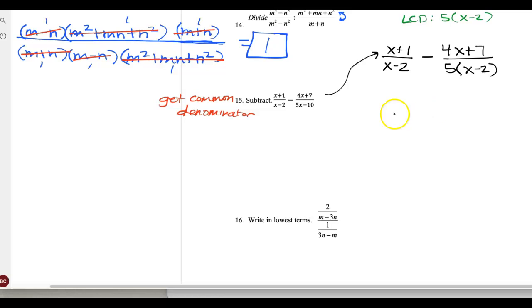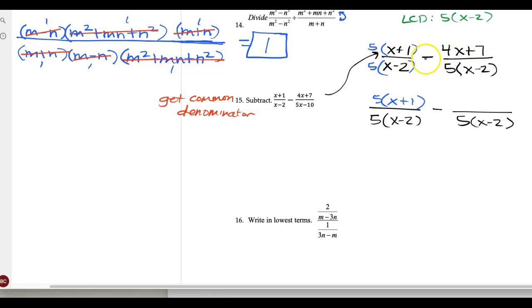And so when I write out my next step, you can write it down as 5 times x minus 2, and then minus 5 times x minus 2. So if I'm comparing this x minus 2 with this 5 times x minus 2, that means that there is a 5 that's missing. So I need to multiply that bottom by 5, which means I need to also multiply the top by 5. So on the top, I get 5 times x plus 1. And then here, I've got 5 times x minus 2 and 5 times x minus 2, so that doesn't change, so the top's not going to change.